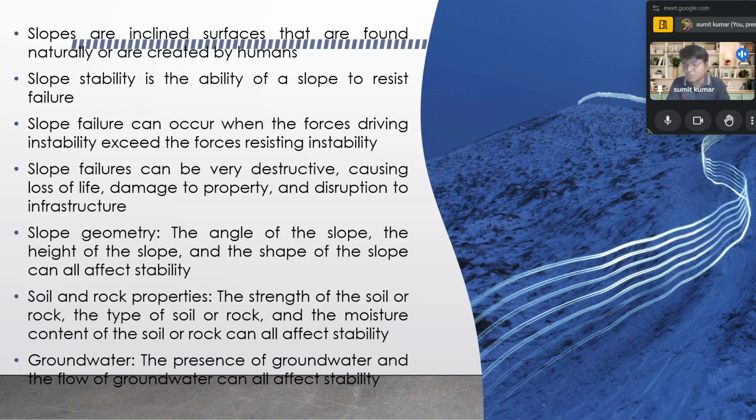Okay, so the strength of the soil or the rock, the type of the soil or the rock, and the moisture content, what I said regarding the water table as well, can affect the stability. The presence of the groundwater and the flow of the groundwater can all affect the stability of the soil and could reduce the factor of safety at a specific cross section as well when we take these things under consideration going ahead.